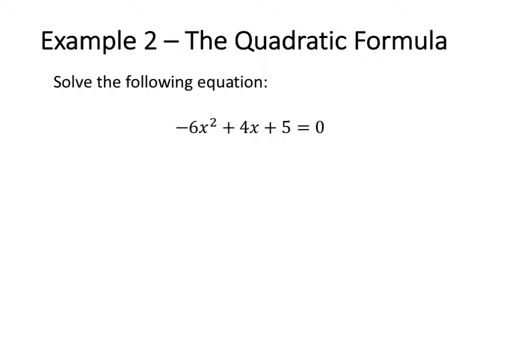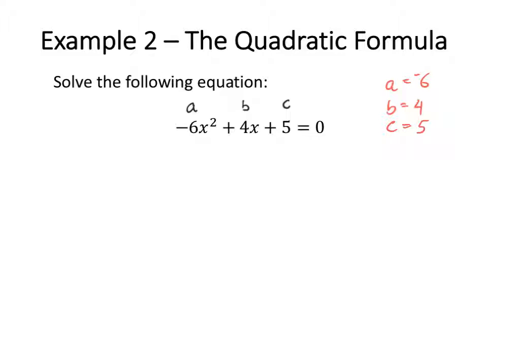In this example, I want to solve the equation negative 6x squared plus 4x plus 5 is equal to 0. And to do that, I follow my steps. So the first step is to determine what the a, b, and c values are going to be. So my a value is going to be in front of x squared. My b value is going to be in front of x, and my c value is the number on its own. So a is going to equal negative 6, b is going to equal 4, and c is going to equal 5.